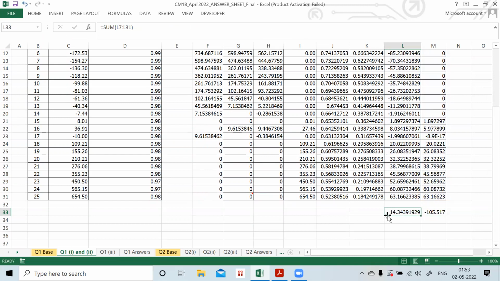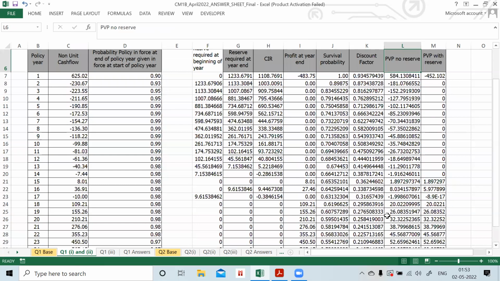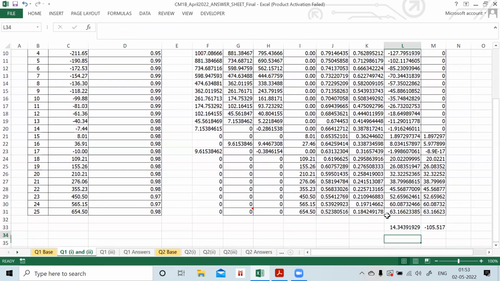If you see, without reserve we get a profit, whereas with reserves, the company is experiencing a loss.